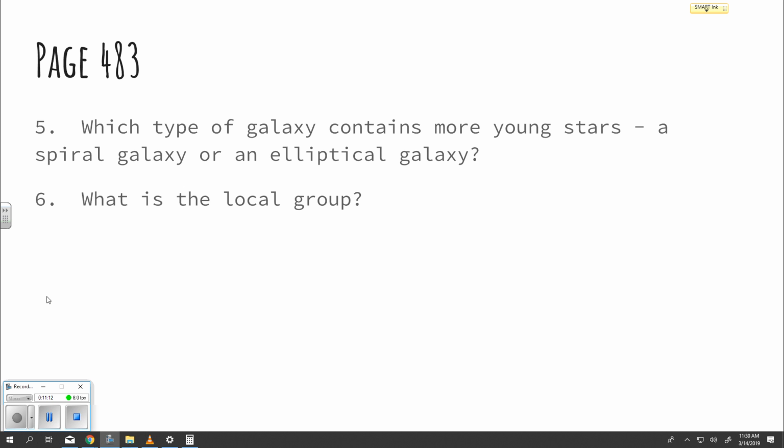Question number 6. What is the local group? 30 galaxies and the Milky Way that are within 5 million light years of the Milky Way.